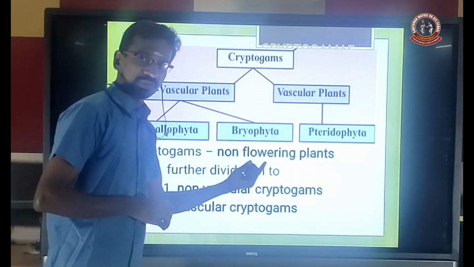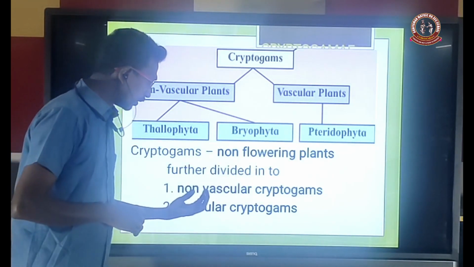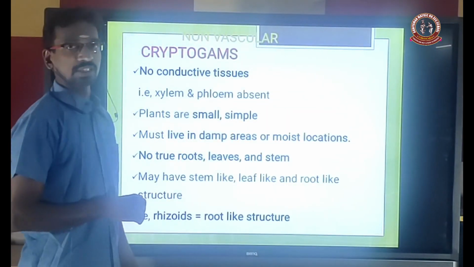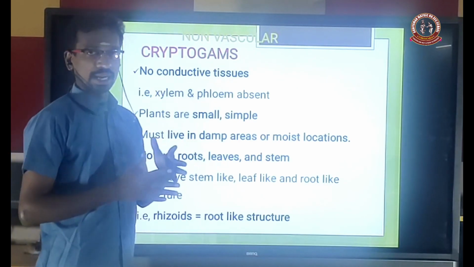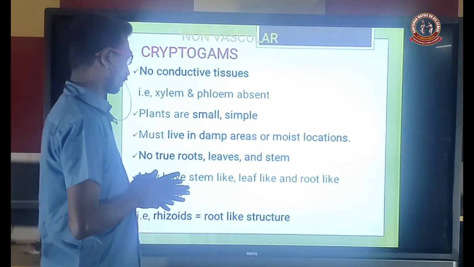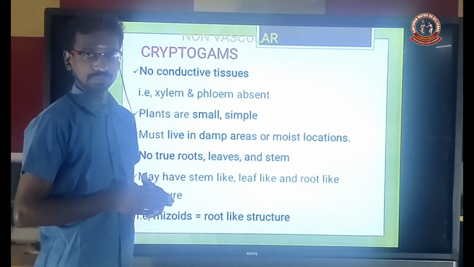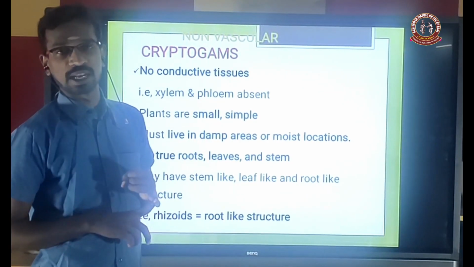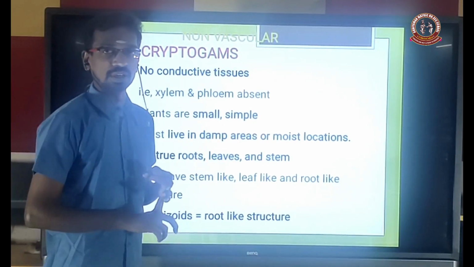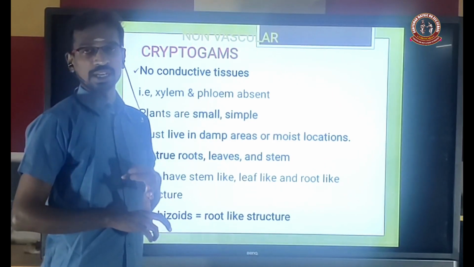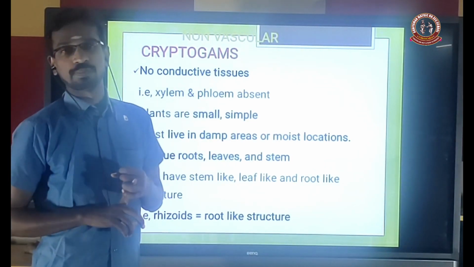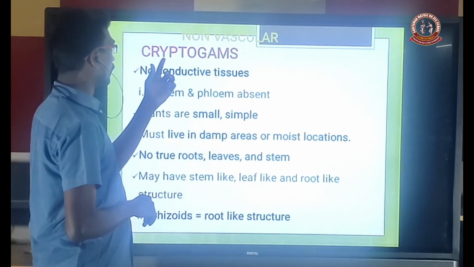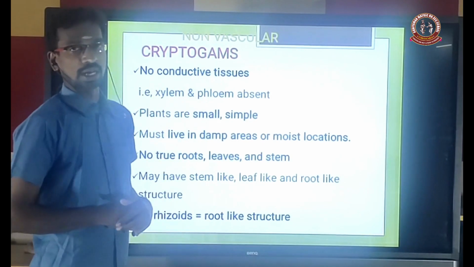So the cryptogams mean non-flowering plants. Further they are divided into non-vascular cryptogams and vascular cryptogams. So what are the non-vascular cryptogams? Already I told you there are no conductive tissues; the xylem and phloem will be absent. Xylem helps in the conduction of water from the root to all parts of the plant body. Phloem helps in the conduction of food material from the leaf to all parts of the plant body. Since xylem and phloem are absent, this is called non-vascular cryptogams.